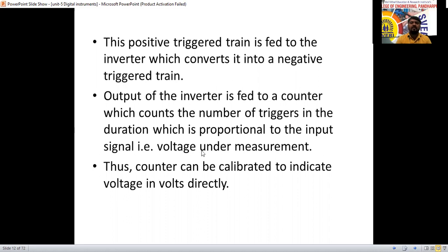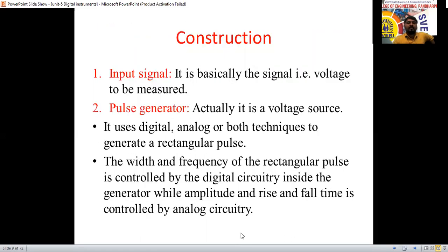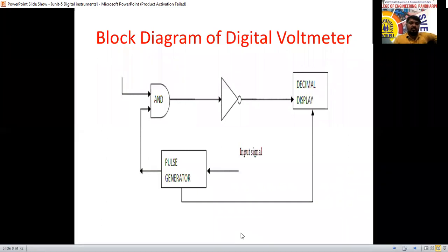Proportional to the input signal means that however much voltage we have given, that much is going to produce triggering pulses, using amplitude, and the width is defined by a duration here. So thus, the counter can be calibrated to indicate voltage in volts directly. Whatever the counter is, we can calibrate it to indicate the voltage in volts directly. So this is the construction and working of the digital voltmeter.